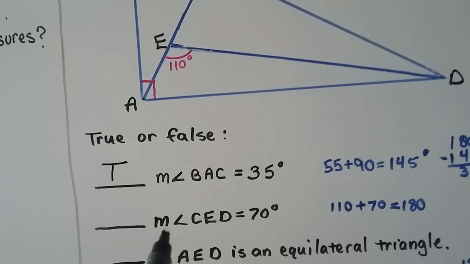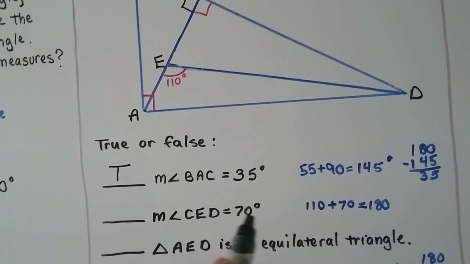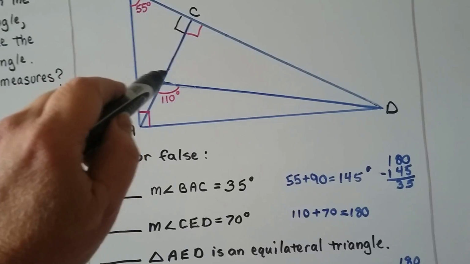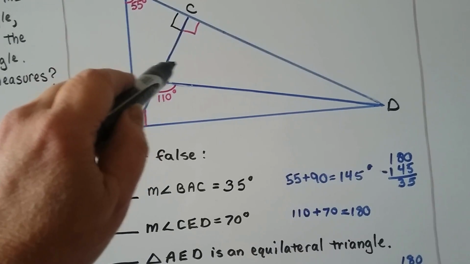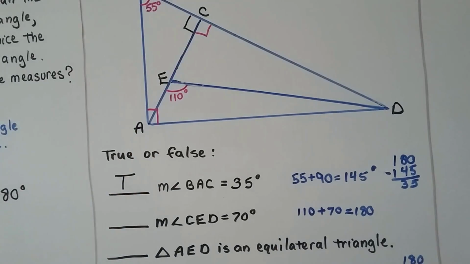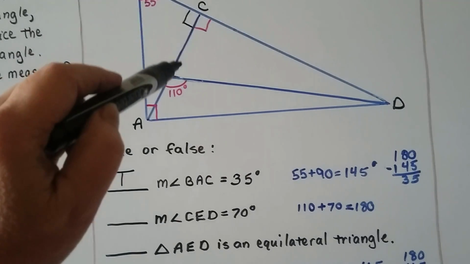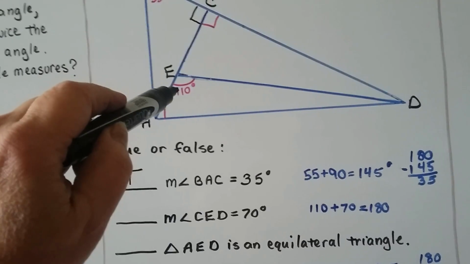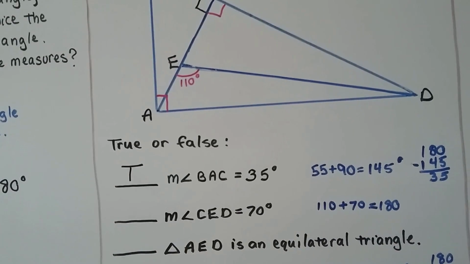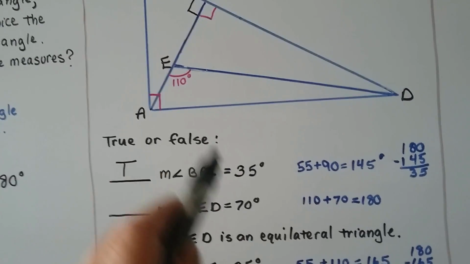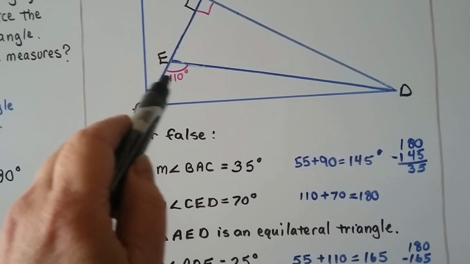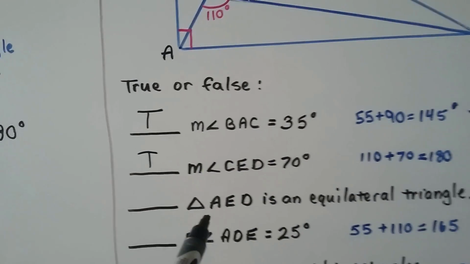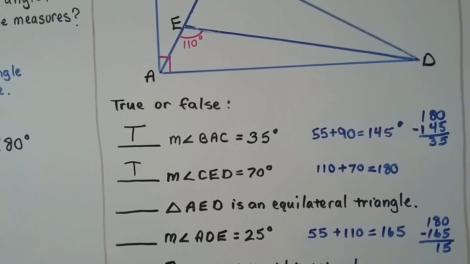Okay. Is the measure of angle CED 70 degrees? CED. It wants to know if this one is 70 degrees. Well, you know what? The definition of a supplementary angle says that this has to be 180. And if that's 110, then yeah, that would be 70. That would make 180, wouldn't it? And it would be a supplementary angle with that one. So that is true.